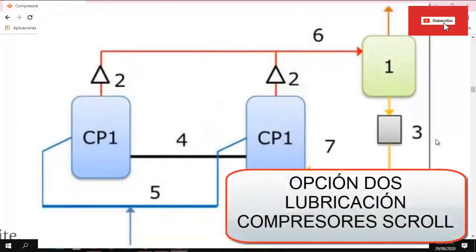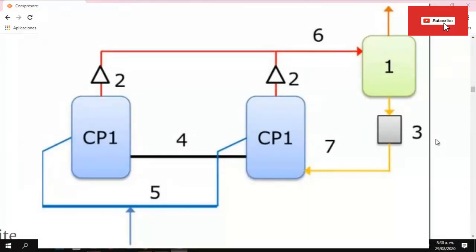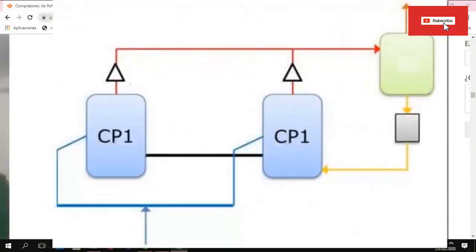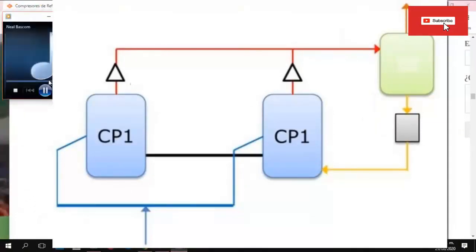Oil return to a single compressor. 1. Oil separator. 2. Non-return valve. 3. Oil filter. 4. Oil equalizer line. 5. Suction line. 6. Discharge line. 7. Oil return line. System characteristics. 1. The oil that leaves the separator is returned to the crankcase of a compressor. 2. Then, through the oil equalizing tube, it is sent to the interior of the other compressor.